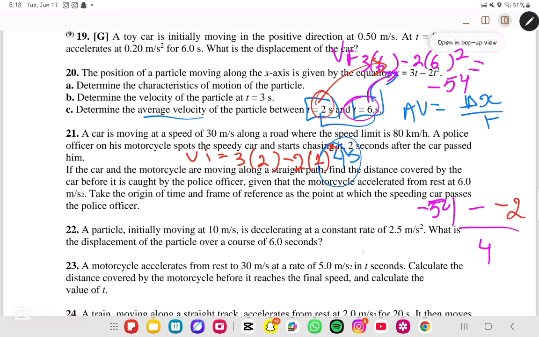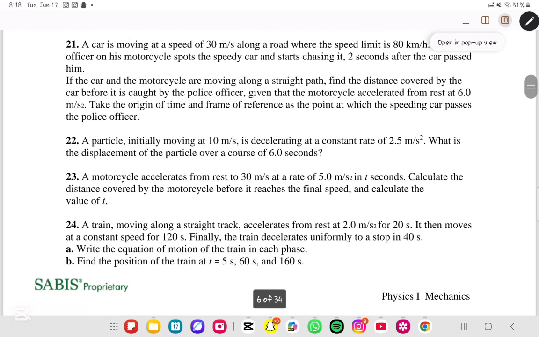Of minus 2. So minus 54 minus minus 2, that's going to give us an answer of minus 52 over 4, which is then what? Which is minus 13 meters per second. So the average velocity, we found the displacement, we put it over the time, and we got what? Minus 13 meters per second.